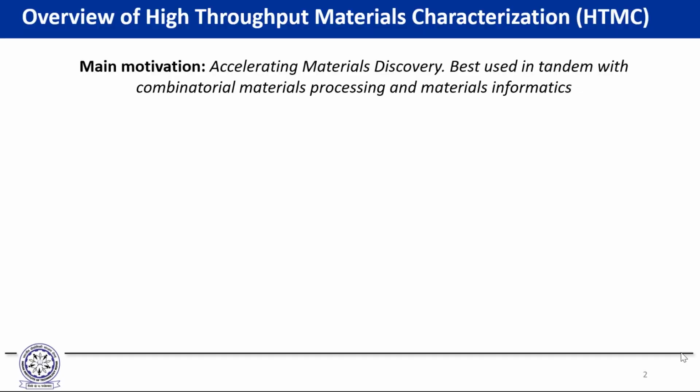So just to give you a bit of an overview of what high throughput materials characterization, or HTMC, could look like, the main motivation for doing this type of work is to accelerate materials discovery, and as I mentioned, this is best used when you are using it in tandem with combinatorial materials processing and materials informatics. So by doing this type of high throughput characterization, you are ensuring that you are generating a large volume of data from the combinatorially processed materials.